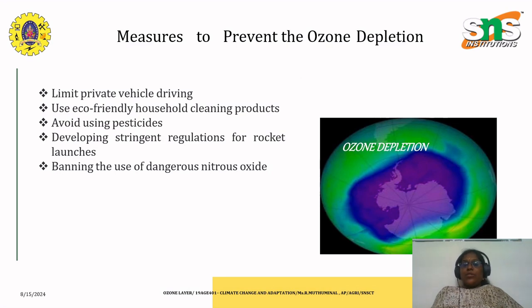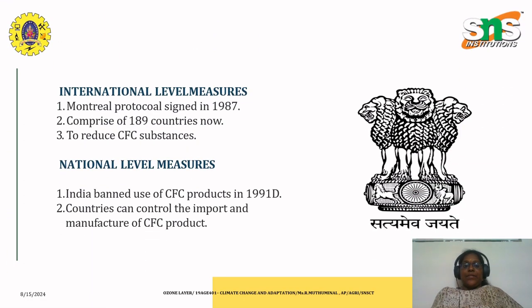Measures to prevent ozone depletion are: we have to limit private vehicle driving, use eco-friendly household cleaning products, avoid using pesticides, develop stringent regulations for rocket launches, and ban the use of dangerous nitrous oxide. This will all help us to reduce the depletion of ozone caused by human activity. And these are the protective measures that have been taken by the government.